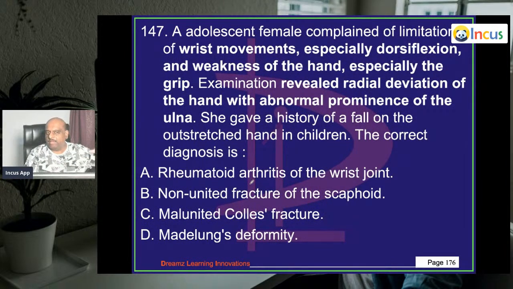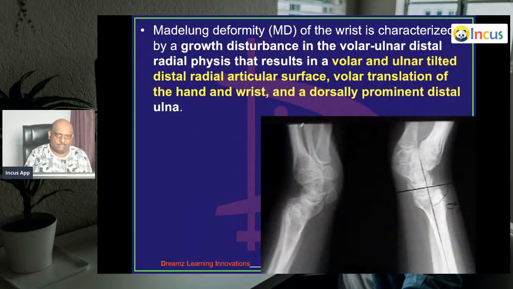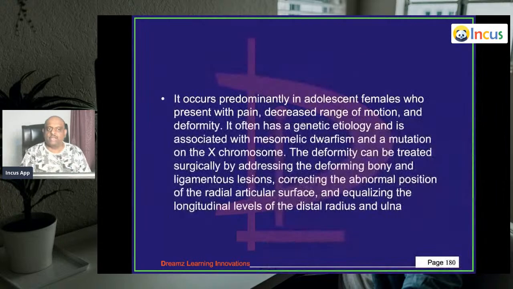Adolescent female, limited wrist movements, especially dorsiflexion, and weakness of the hand, especially grip. There's a radial deviation of the hand with abnormal prominence of the ulna. So what is the most likely diagnosis? This is called Madelung deformity. The volar and ulnar tilting of the distal radial articular surface, Madelung deformity. So it is a growth disturbance of the volar ulnar distal radial physis, is what you need to remember.